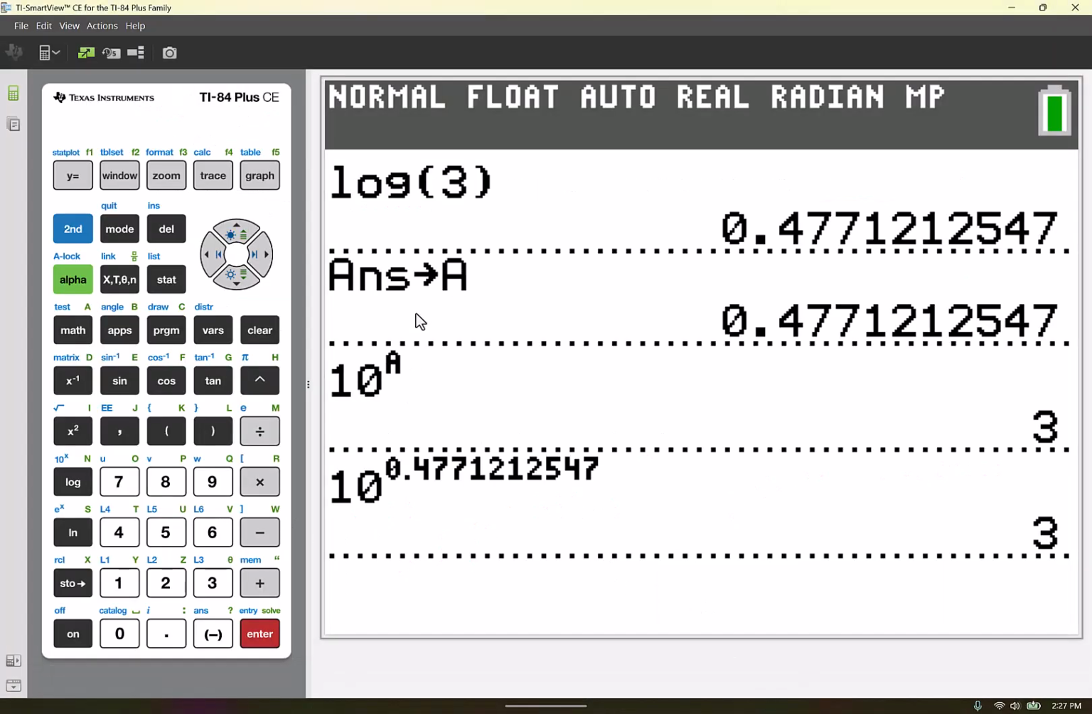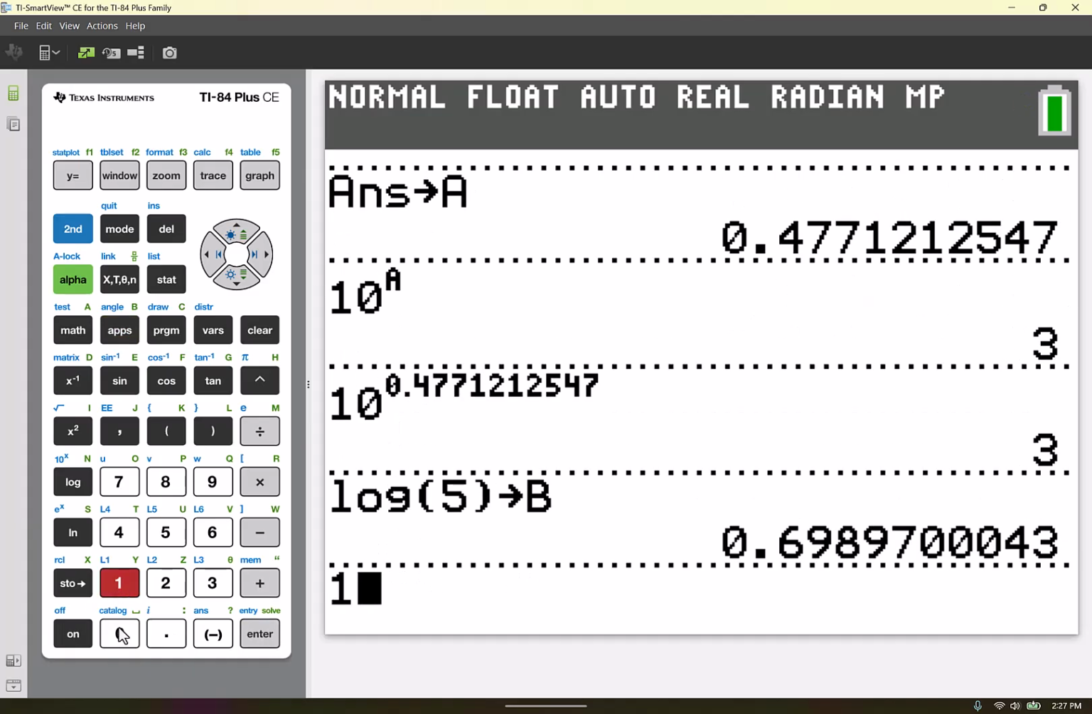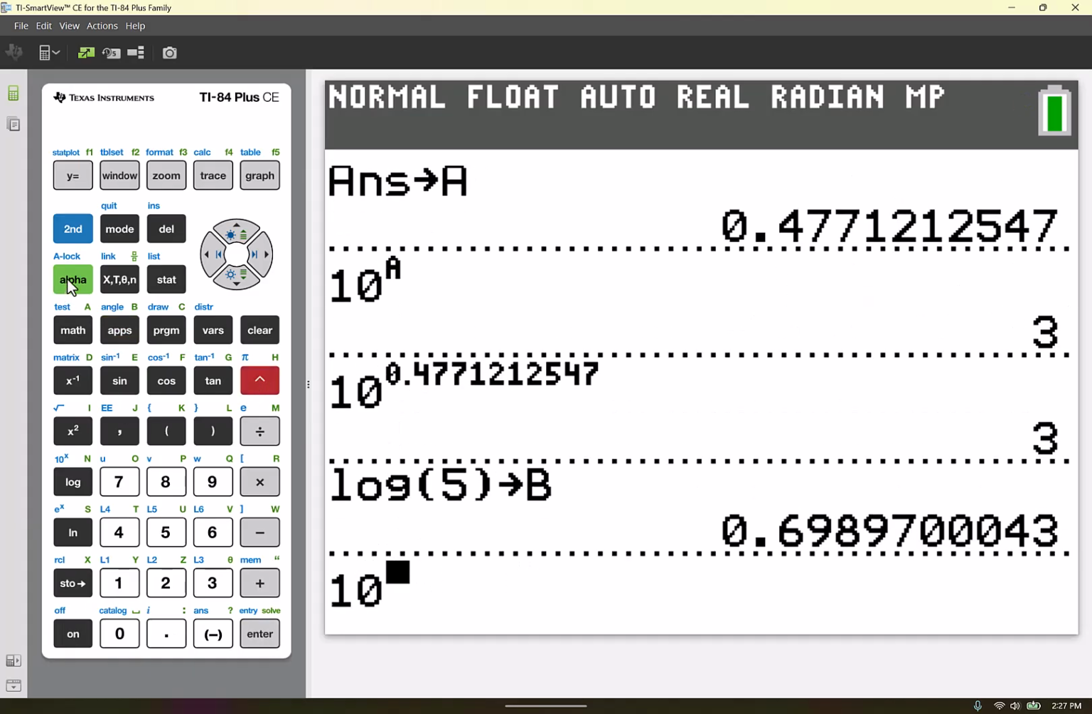So I'm going to go ahead and put all these into letters already. Log of 5, I'm going to store that into B. All right, so check it out. So I'm going to have 10 to the power of A times 10 to the power of B. Okay, when I push enter, this better say 15.